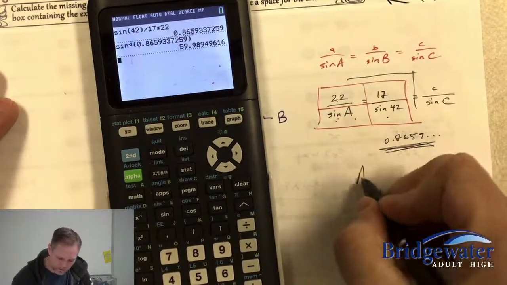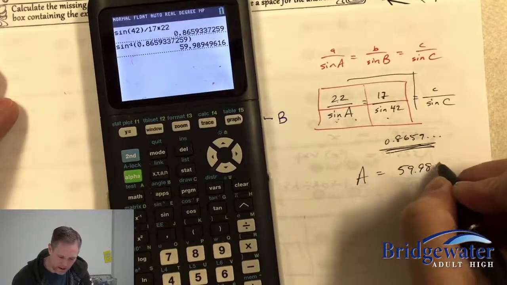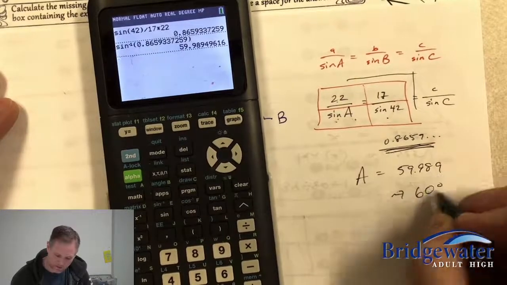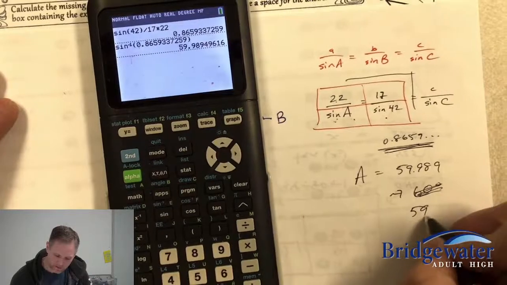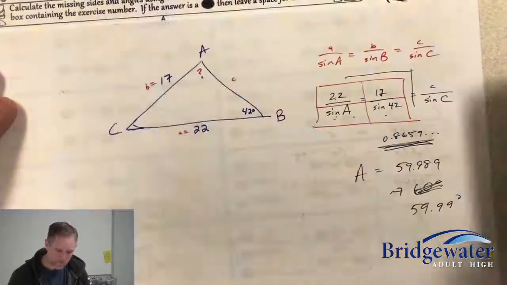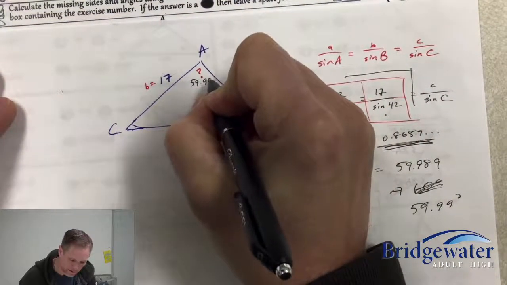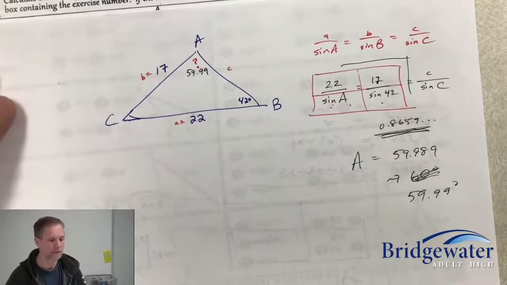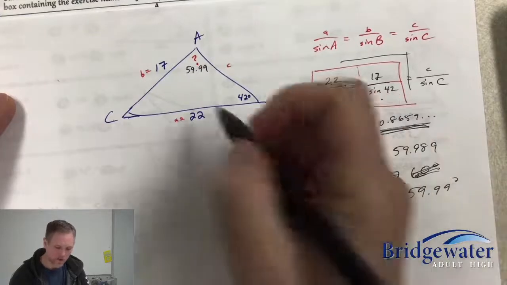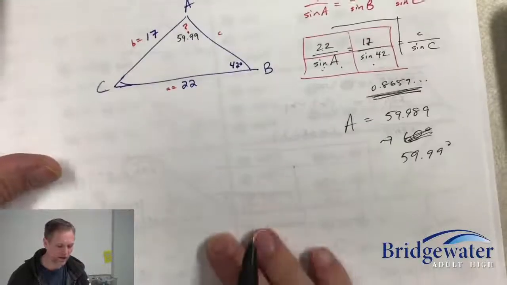And so my real answer, capital A, which is the angle I want, is 59.989, which would round to, well, actually it's not 60, it'd be 59.99, right? And degrees. So up here, this is 59.99 degrees. Pretty close to 60. Well, if that's 59.99 and this is 42, now question number 2 says, what's angle C?